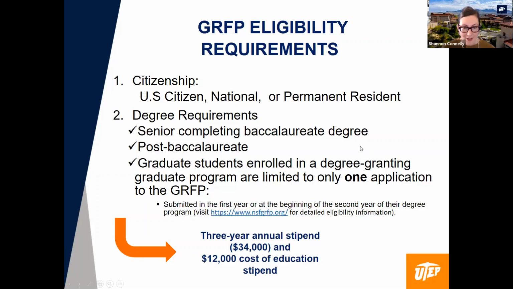I hope that you can see at the bottom of the slide the detailed information about this award. It's a 3-year annual stipend, which can be used within 5 years. So 3 years of total funding, $34,000 a year, and a $12,000 cost of education stipend to your institution.